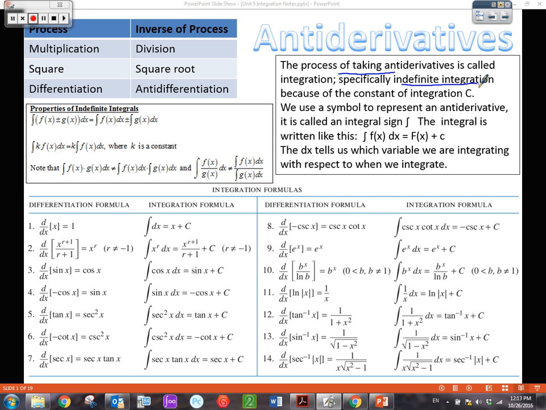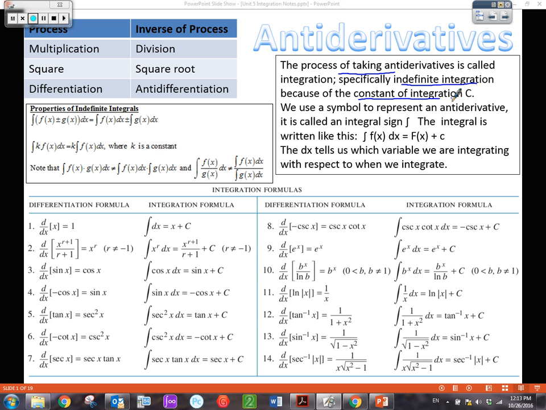So what does that mean? That means that there aren't any numbers on this integral sign. Definite integration would have numbers here. We start out with indefinite integration. There are no numbers. We'll get to numbers, but that's later. And we also have to use the constant of integration C. We're going to talk about that quite a bit.